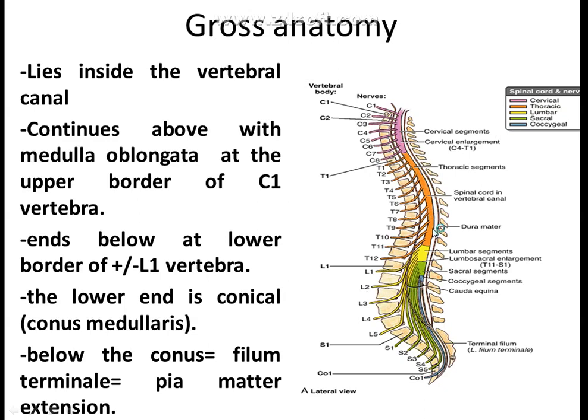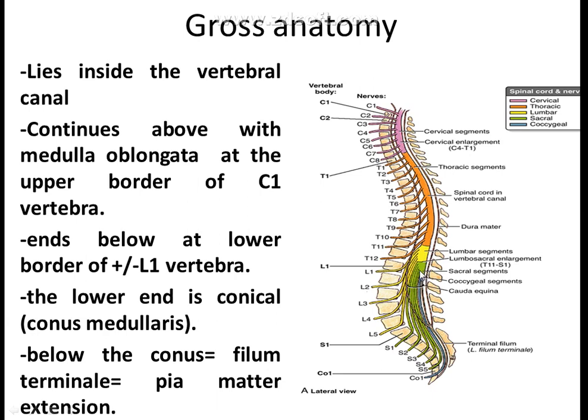I'm Professor Dr. Hayder Mubarak. This is a lecture on the anatomy of the spinal cord as part of the curriculum in neuroanatomy. As you can see in the figure, the spinal cord runs inside the vertebral canal. It continues above with the medulla oblongata above the level of the first cervical vertebra, and below it ends at the level of L1 vertebra.